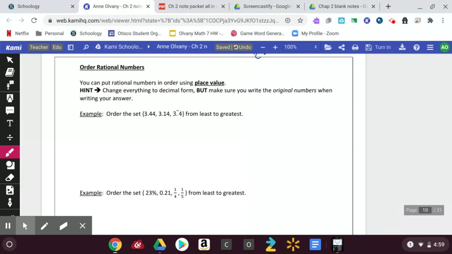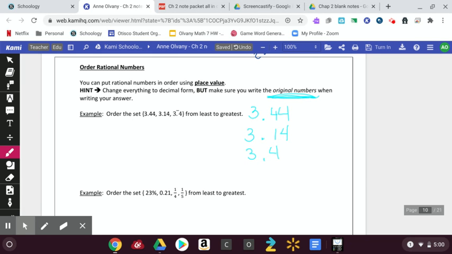So here's where we're going to talk about comparing those decimal forms some more. Always be sure when you answer a question to write down the original numbers. This is a great problem because all these decimals are not the same length. So I've got 3 and 44 hundredths, 3 and 14 hundredths, and then 3.4, and that 4 is repeating.